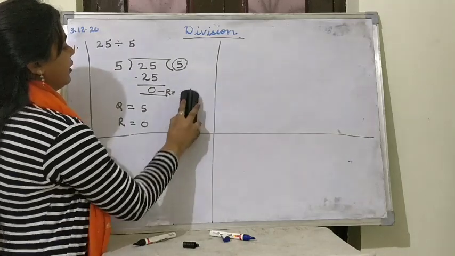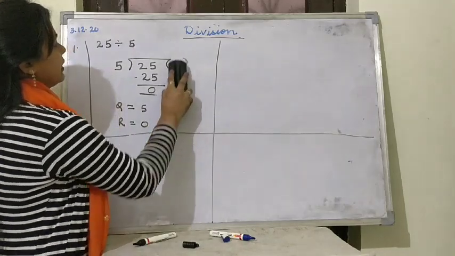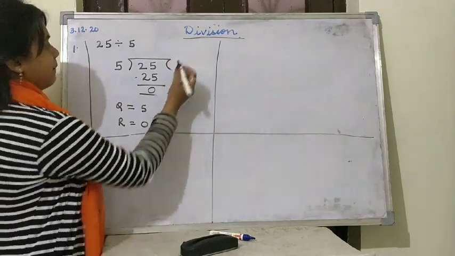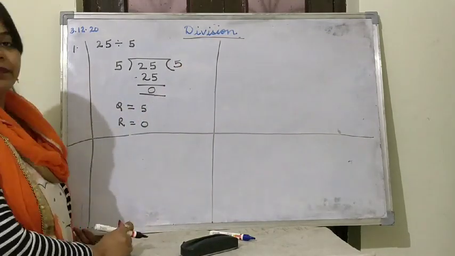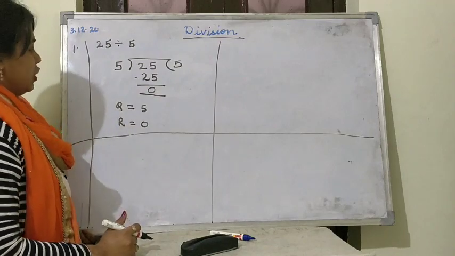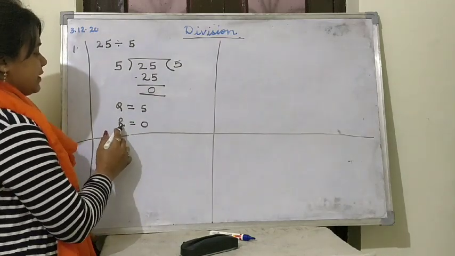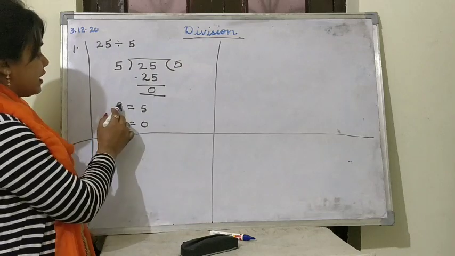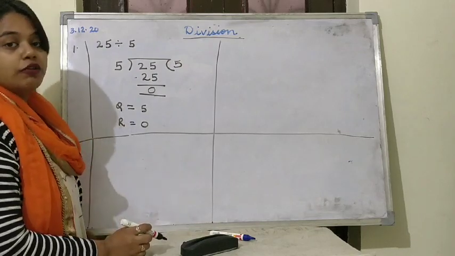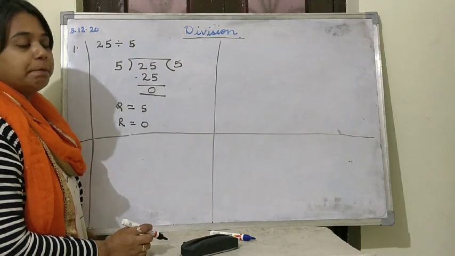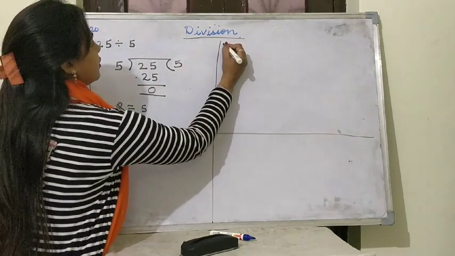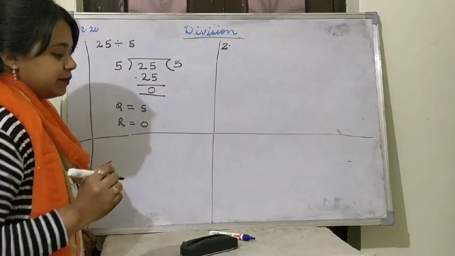This you need not write here. You have to just divide and see. Like this. Quite simple. Yes, boys? So your answer is 5, quotient is 5 and remainder is 0. You have to always mention Q and R. Do not forget to mention Q and R. That is very important, boys. Okay? Now next question. Second question.